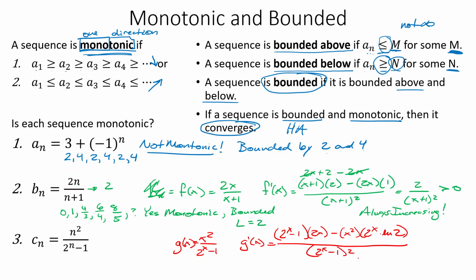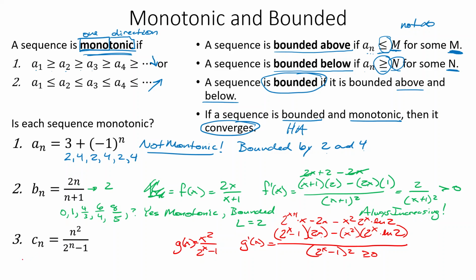So the bottom's always greater than or equal to 0. How about the top? Not so easy to do that, is it? We could factor out an x. Well, we could actually distribute first, too. So we'd have 2 to the x plus 1 times x minus 2x minus x squared 2 to the x times the ln of 2. Gosh, that's not pretty at all, is it? So that does not look pretty. Let's try and just look at some terms and see what happens.